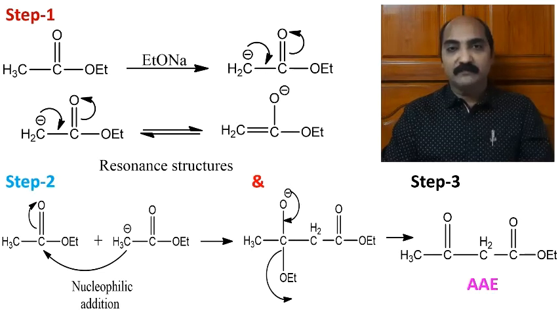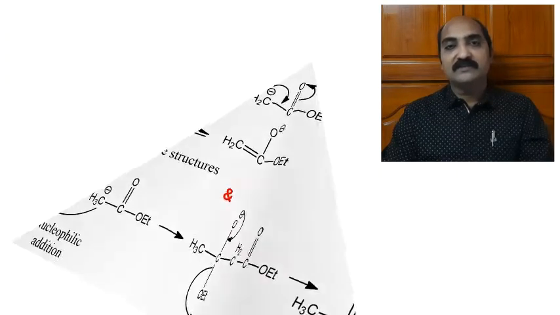So, ultimately, in the mechanism of Claisen condensation reaction, there are 3 steps. The first step is removal of an alpha proton from the ester with the help of a strong base to generate the carbanion. This carbanion intermediate will be attacking a fresh molecule of another ester and it forms an oxoanion intermediate. This oxoanion intermediate loses the leaving group, namely ethoxide, to form the acetoacetic ester. A very important molecule which is having plenty of synthetic applications.